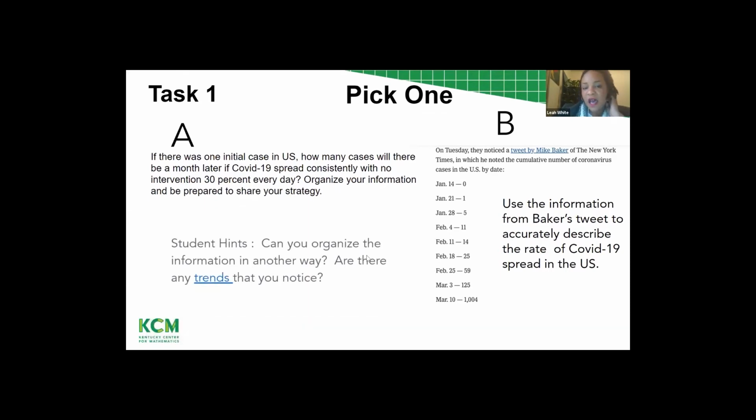So here's a hint. You can ask the kids, can you organize the information in a different way? Are there any trends that you notice? So task A probably would lend itself to an equation, if the students could write it. It depends on where they are. And then task B would be nice to look at in a table. It just depends on where your students are at. So let's look at what we could do if we were to respond to task B. Task B is actually a growth that is weekly, and task A is a growth that's daily. So that's the main difference between the two tasks.